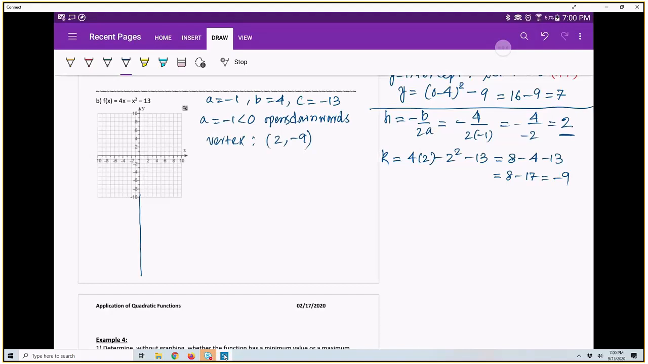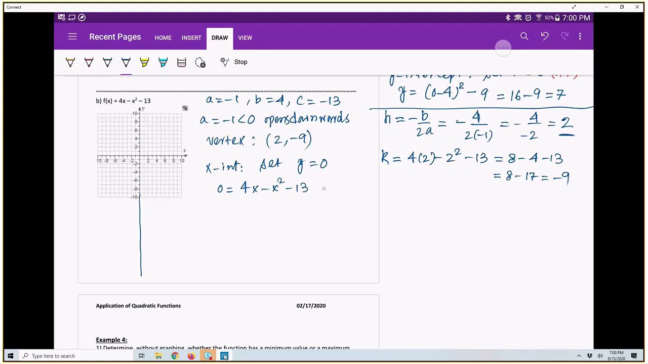Now we're going to find the x-intercept. So finding the x-intercept, we know that we're going to set y equal to 0 and start solving for x. So 0 equal to 4x minus x squared minus 13. Now this one will be easiest for us to solve if we either use the quadratic formula or complete the square. Just to remind ourselves, completing the square, I'm going to do that.